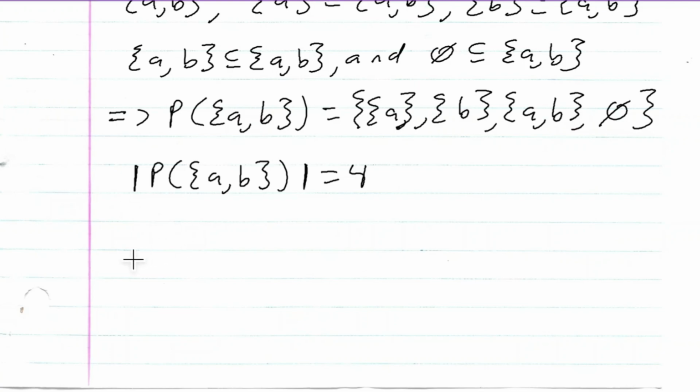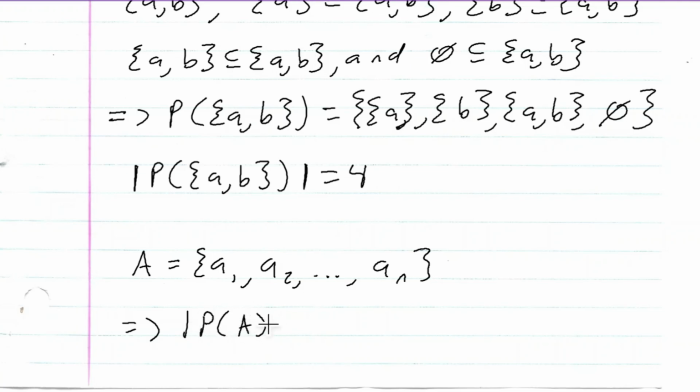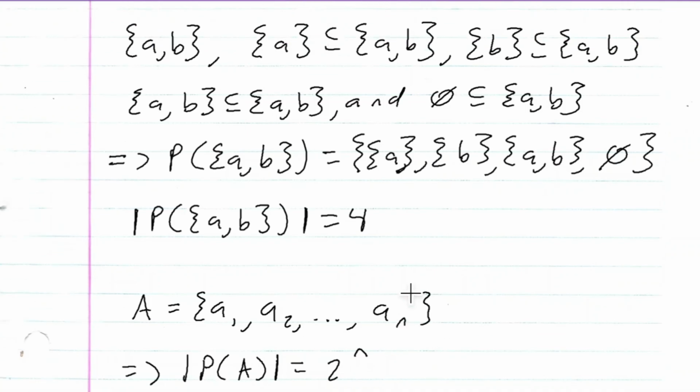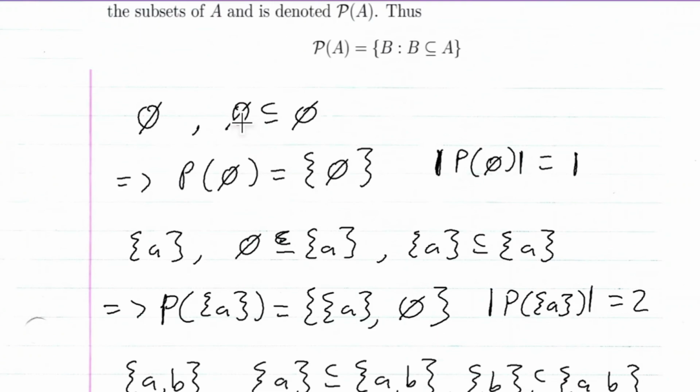What the relationship is, we know that if A is a set containing A sub 1, A sub 2, dot, dot, dot, A sub n, this implies that the cardinality of the power set of A would give us 2 to the n. Notice when we had the empty set, it gave us one element. So when we had 0 elements, we had the power set give us one element. And notice this is 2 to the 0.